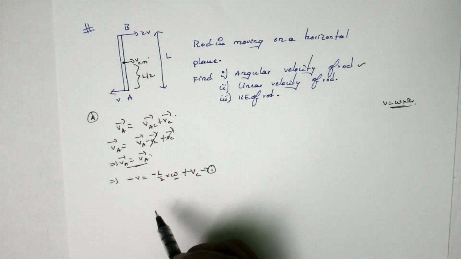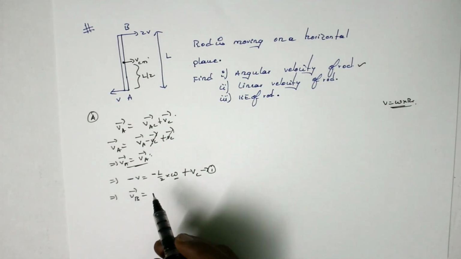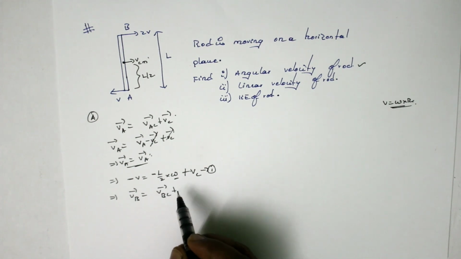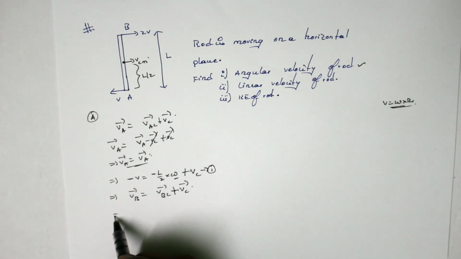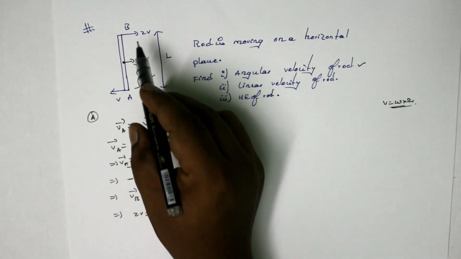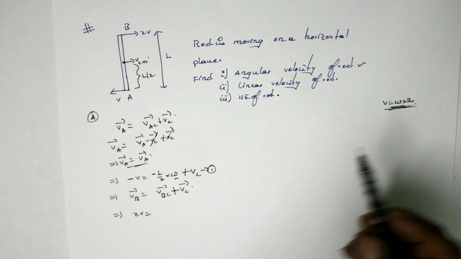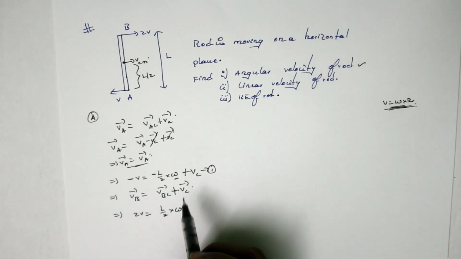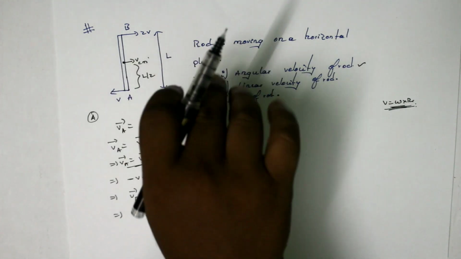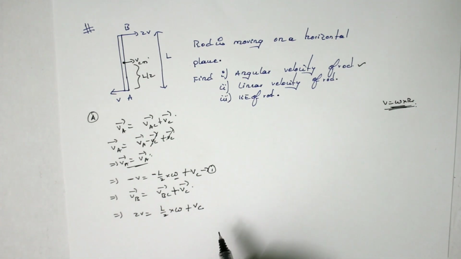Similarly, how can I write the equation for point B here? I can write VB dash equals VB with respect to C plus VC dash. So VB dash I can write as 2V, because this direction I am taking positive. And velocity of B with respect to C, again by considering V equals omega into R, I can write L by 2 into omega. Now if this direction is negative, this direction will be positive. So positive L by 2 into omega plus velocity of center of mass VC. So this is my equation number 2.